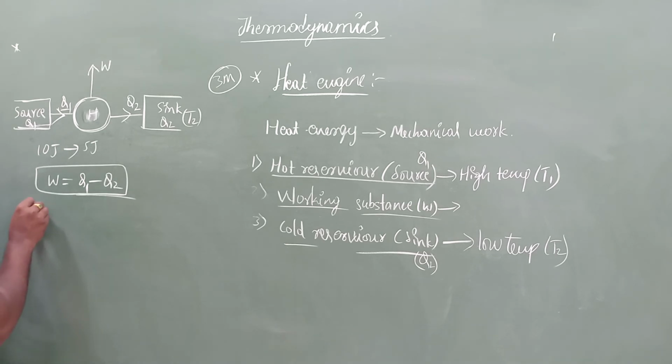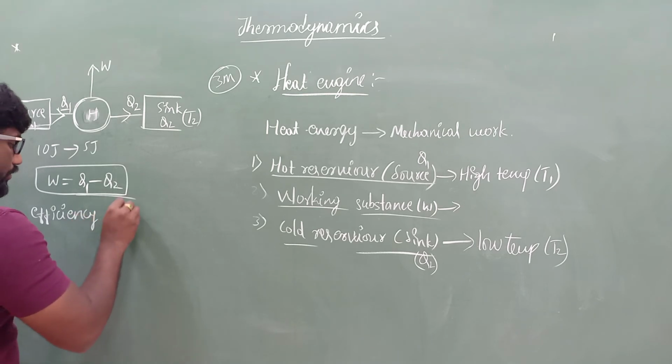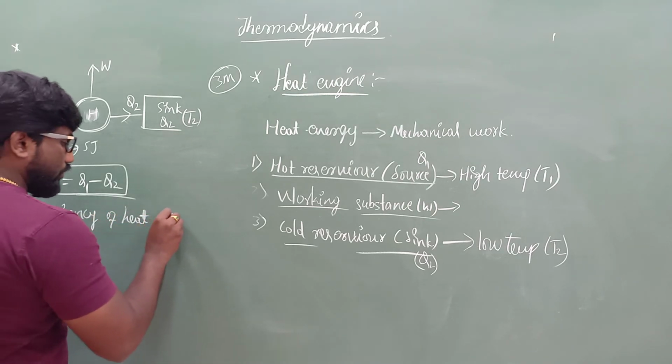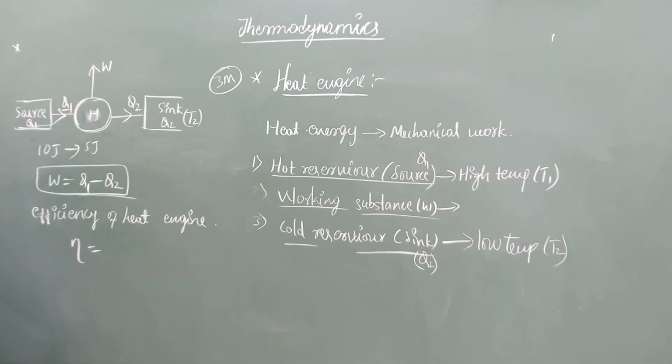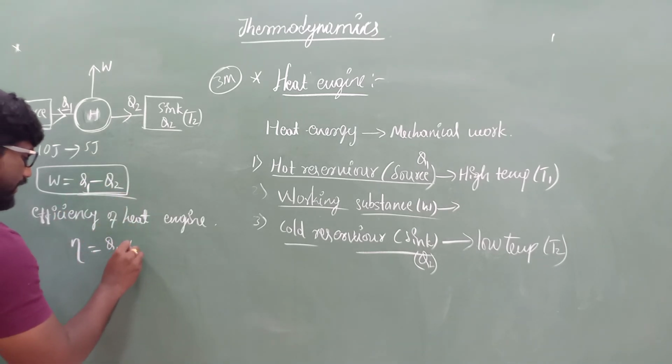Now if you want to find the efficiency, what will be the efficiency of a heat engine? The efficiency of a heat engine can be represented by eta. Eta is equal to the amount of work done divided by the total amount of heat supplied. So efficiency is the total output work divided by the total heat energy supplied to the working substance. The total work done is Q1 minus Q2.